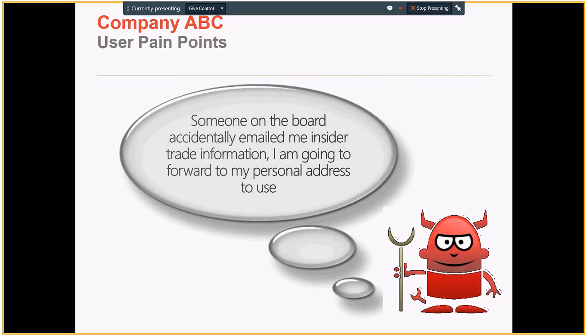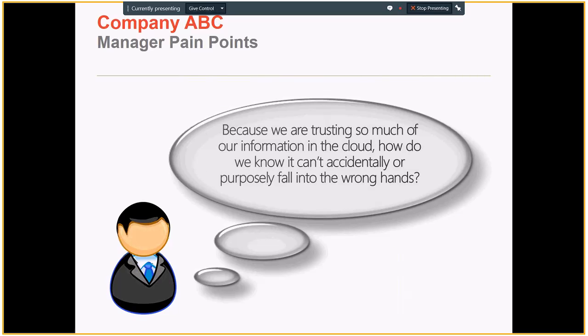On to more pain points. You see, this is actually a malicious user. He has a different picture. He says, someone on the board accidentally emailed me insider trade information. I'm going to forward it to my personal address to use for my own personal monetary gain. Obviously this has happened many, many times in firms in the past. It's something that needs to be monitored and secured.